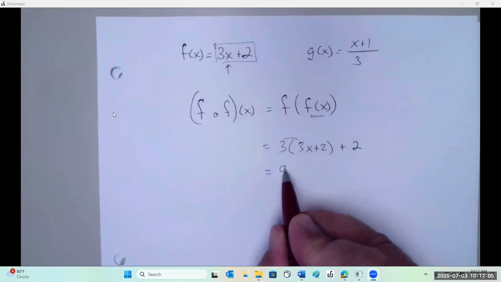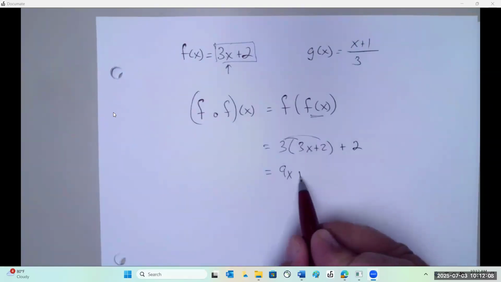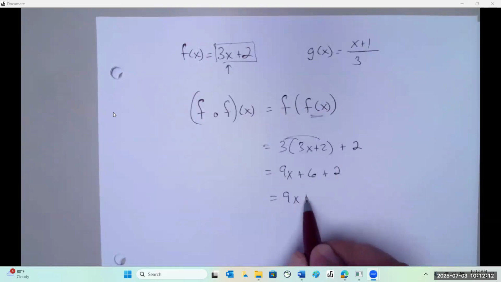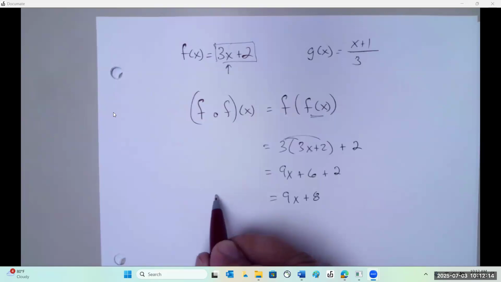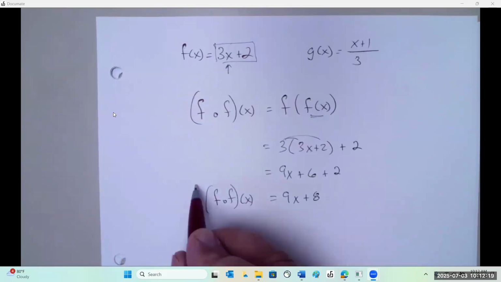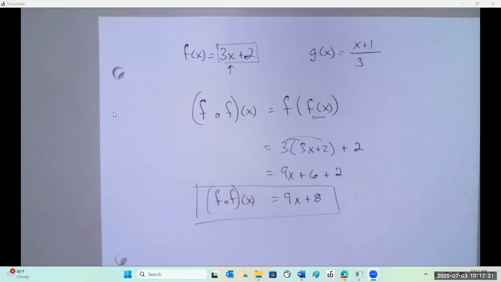3 times 3 is 9x. 3 times 2 is 6. Combine like terms. So our FOF is 9x plus 8.